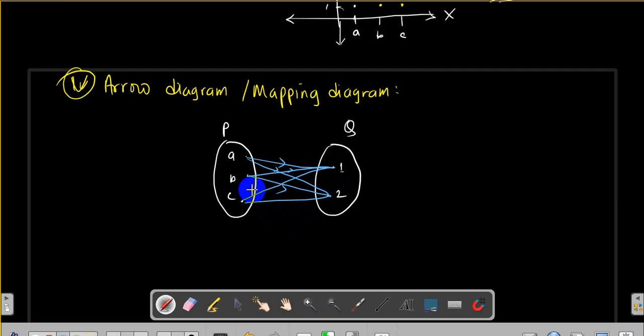But if you are told to draw a mapping diagram, then it is not necessary to write all those order pairs. You just need to draw this diagram. This diagram is enough for this.